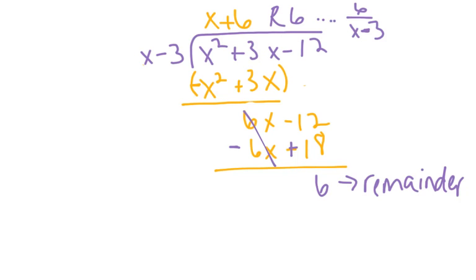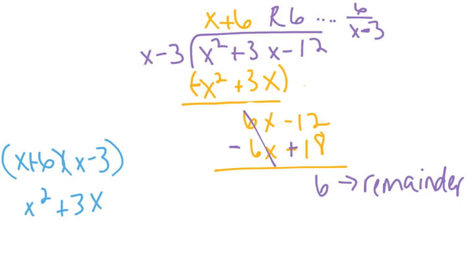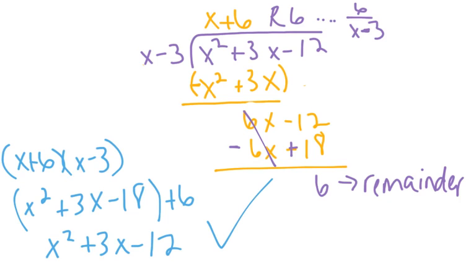Again, to check your answer, you're going to take your quotient times your divisor and add 6 to get this. So real quick, let's do that. x plus 6 times x minus 3. If we FOIL, we get x squared minus 3x plus 6x and a negative 18. Now don't forget we have to add that 6. So we're left with x squared plus 3x minus 12. And we're good to go.